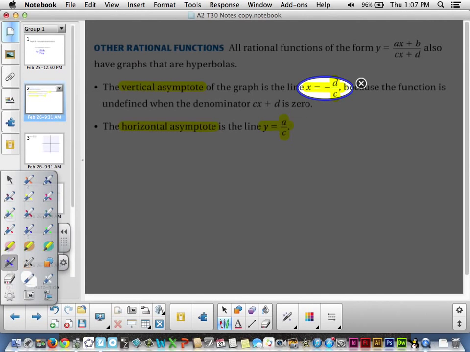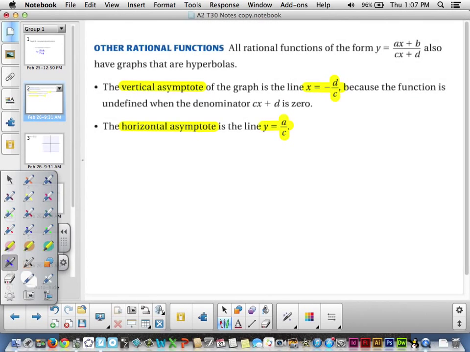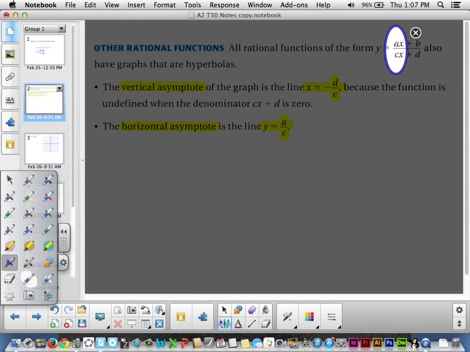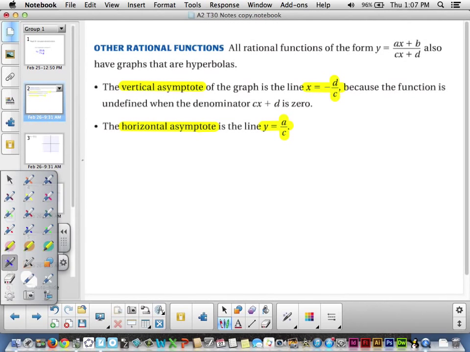over c. For your horizontal asymptote, you're going to look at your lead coefficients. As long as the powers are the same, you can divide the lead coefficients. In this form, our horizontal asymptote is going to be a over c. Right? So we're going to do the same thing today. We're going to find our asymptotes. We're just using a different method. And then we're going to plot a few points on either side.